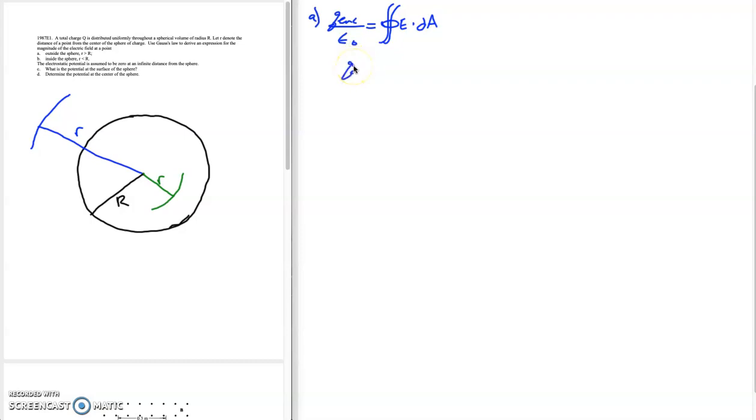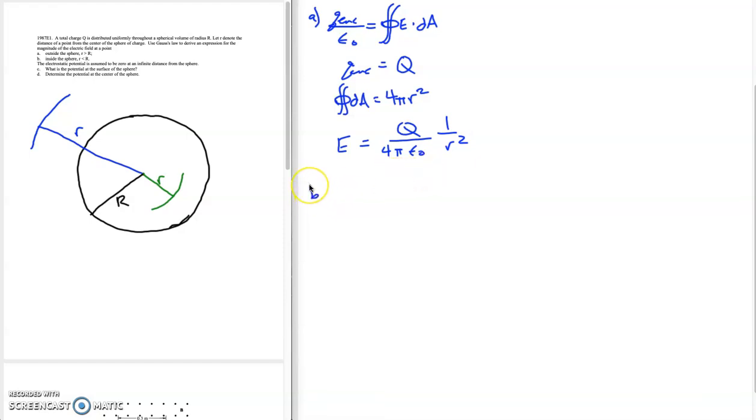So the Q enclosed, if we're entirely outside and this blue arc gets extended to be a circle or a sphere, it's going to enclose all of that charge, and the surface area of that sphere is going to be 4 pi little r squared. And when we substitute both of those into our Gauss's law equation above, we're going to get 1 over 4 pi epsilon naught times q, and then divide by r squared.